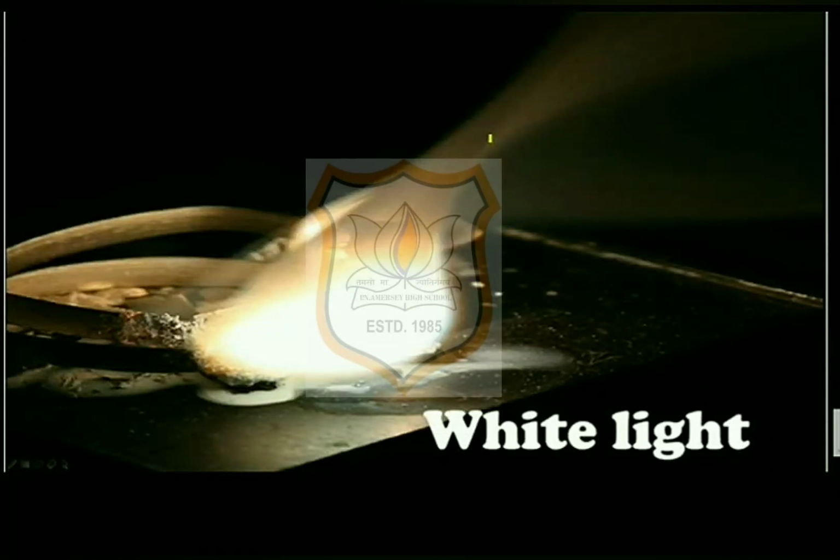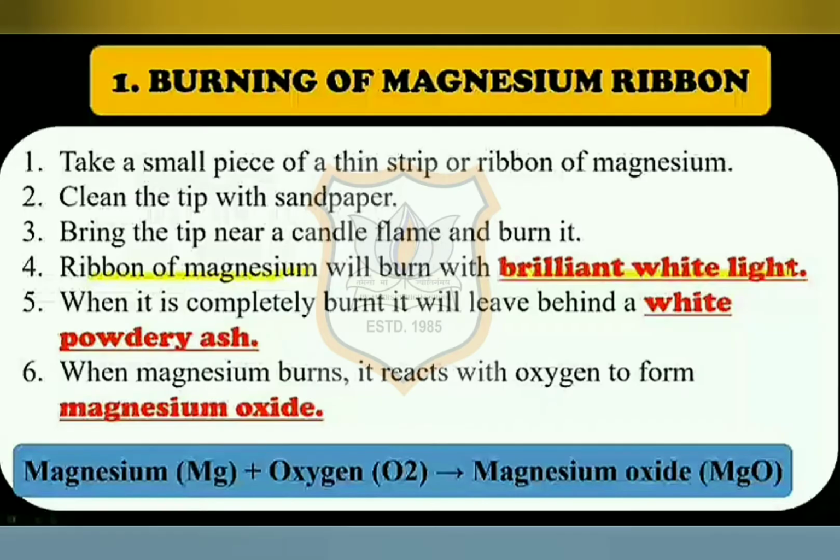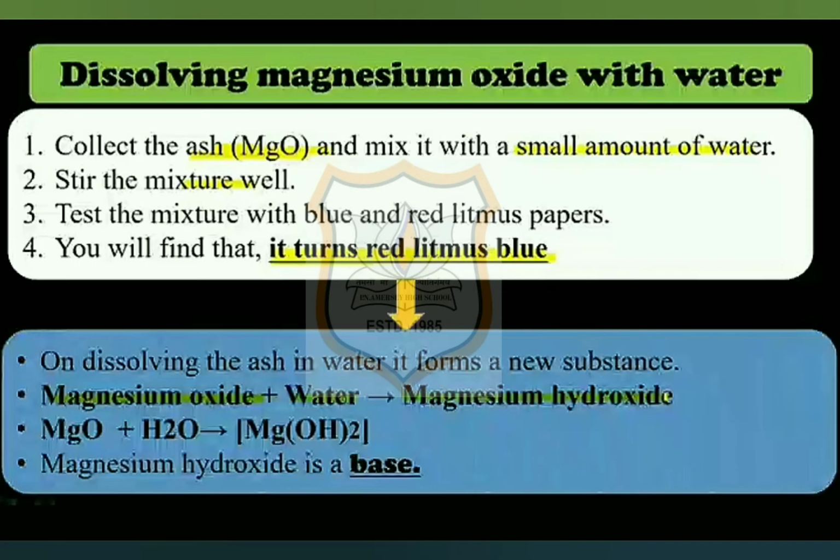Students, it is dangerous to look directly and for a long time at the burning magnesium strip. So we conclude that burning of magnesium is a chemical change. Now we will understand what happens if we dissolve magnesium oxide in water. First collect the ash, that is magnesium oxide, and mix it with a small amount of water. Stir the mixture well, then test the mixture with blue and red litmus papers.